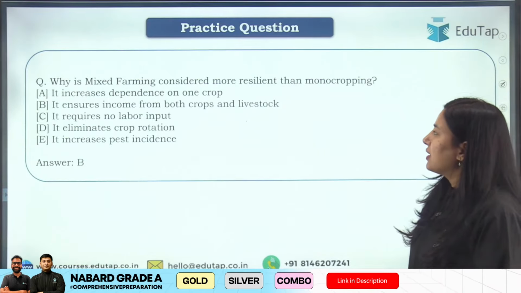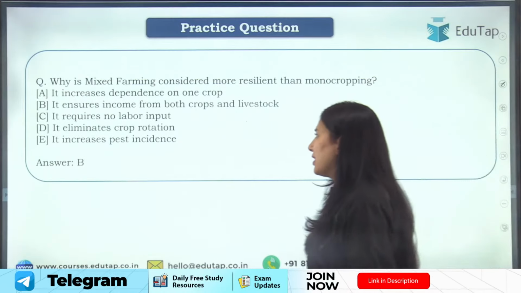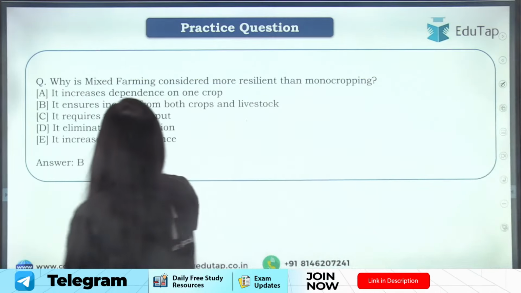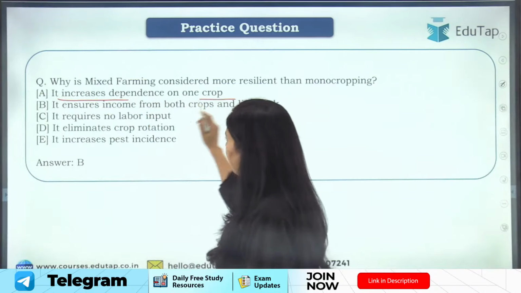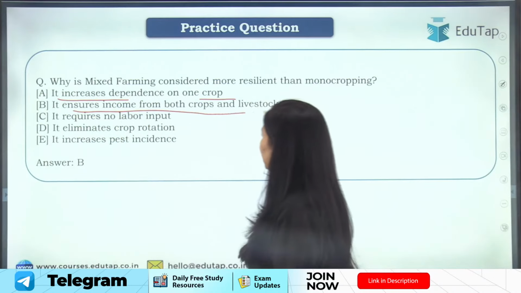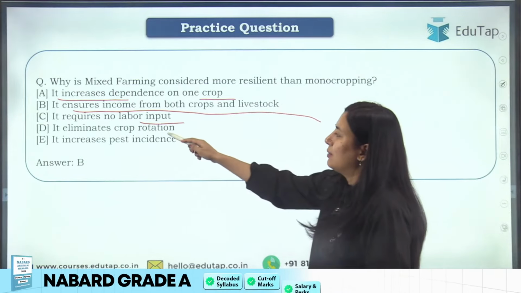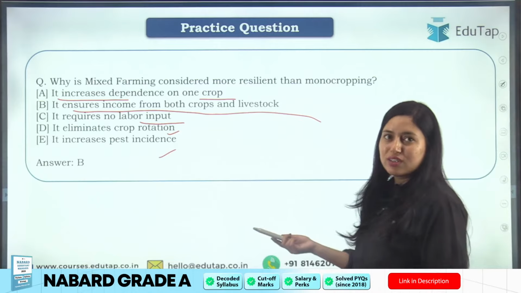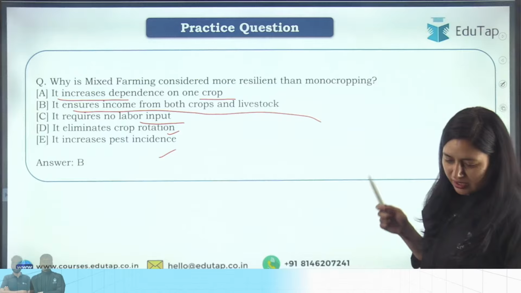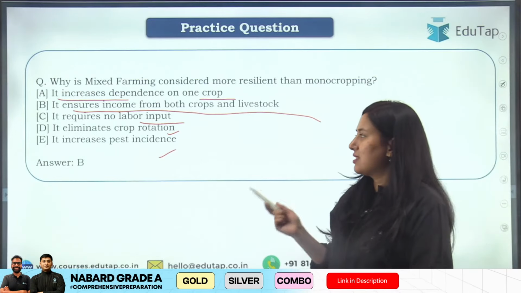Why is mixed farming considered more resilient than monocropping? The options are: it increases dependence on one crop, it ensures income from both crop and livestock, it requires no labor input, it eliminates crop rotation, it increases pest incidence. So here the answer is already on the screen, option B is the answer. Sorry for this mistake, I'll make sure from tomorrow onwards this does not happen.